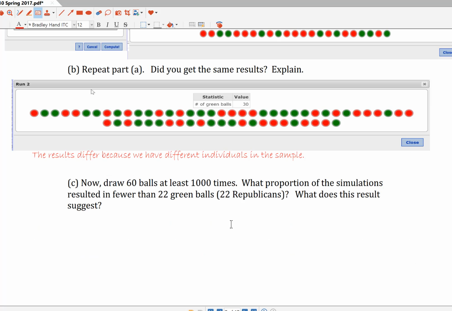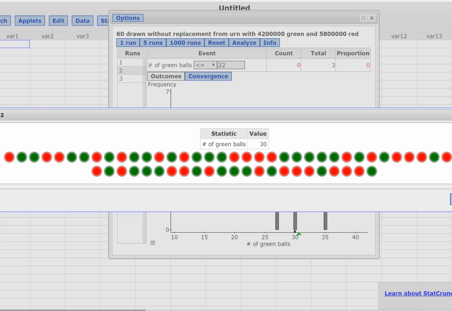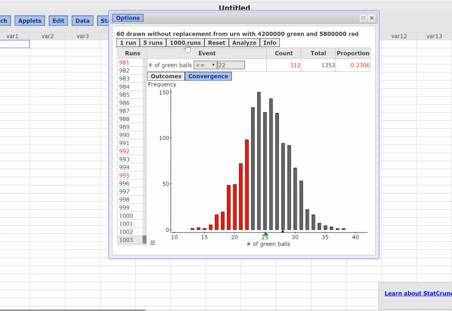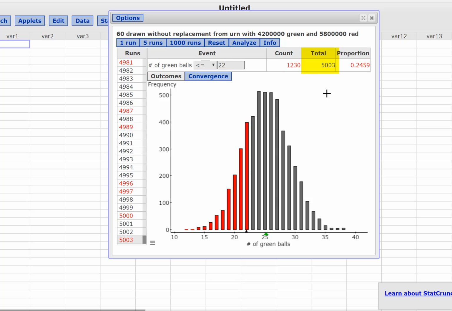Now we're going to draw 60 balls at least 1,000 times. In other words, I'm essentially going to go out into this district, survey 60 people, ask them, are you Republican, over and over and over again. I said at least 1,000 times. I'm going to make it 5,000. So I have 5,003 times I went out there.